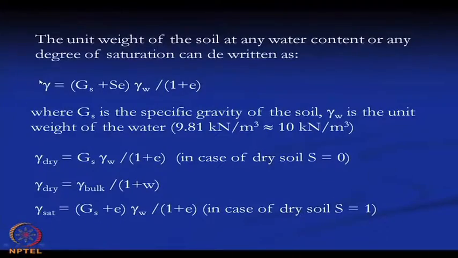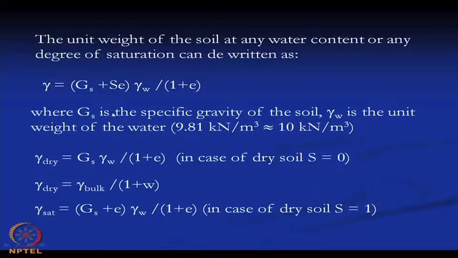Then if we denote unit weight of the soil as gamma, then for gamma bulk, or the unit weight at any condition, it is given by (Gs plus S e) divided by (1 plus e) into gamma w. So, gamma w is the unit weight of water, which can be taken as equal to 10 kilonewton per meter cube. Gs is the specific gravity of the soil, S is the degree of saturation, and e is the void ratio.